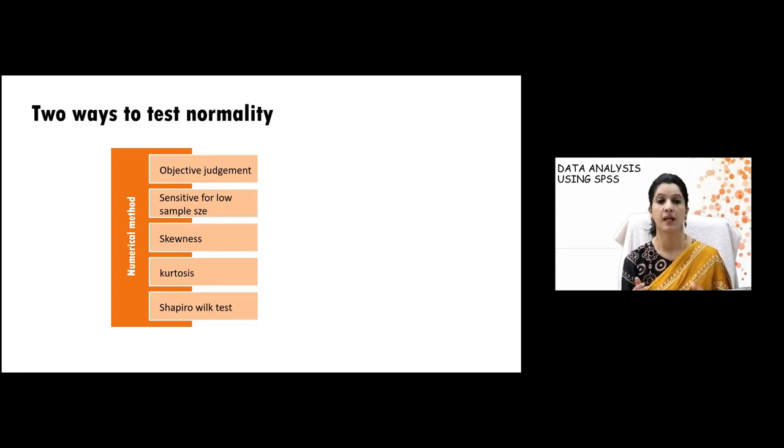The other objective ways are skewness, kurtosis, and the Shapiro-Wilk test. So there are basically four ways to assess normality by a numerical method. The first, which is not written here, is by seeing the standard deviation and mean. The second is by seeing the value of skewness. The third is the value of kurtosis. And the fourth is the Shapiro-Wilk test.